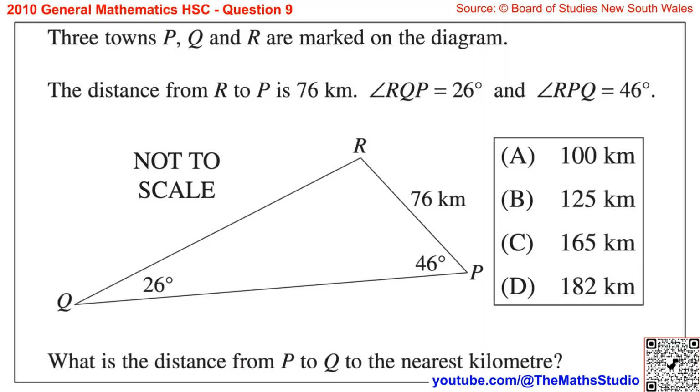Question 9. Three towns P, Q and R are marked on the diagram. The distance from R to P is 76 kilometers. Angle RQP is equal to 26 degrees and angle RPQ is equal to 46 degrees. What is the distance from P to Q to the nearest kilometer?